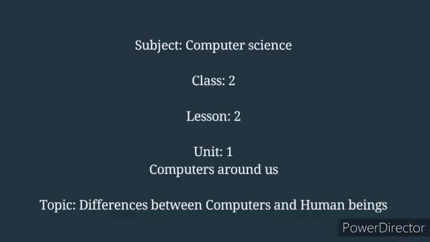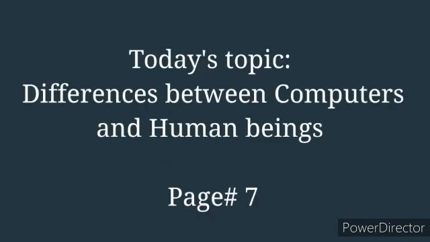Subject: Computer Science, Class 2, Lesson 2, Unit 1, Computers Around Us. Topic: Differences between computers and human beings. Today's topic: Differences between computers and human beings, from page 7 of the book. Let's start today's lesson.